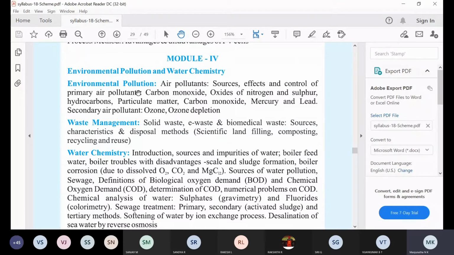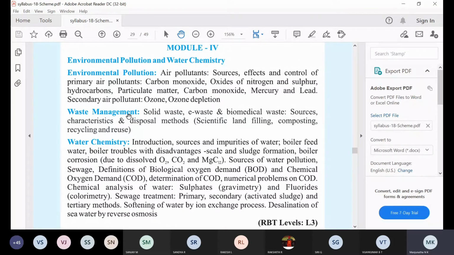Next, another subunit, that is waste management. Generally there are 3 wastes we are observing in the environment. One is solid waste, another is electronic waste or e-waste, and another is biomedical waste. In this we are going to discuss these 3 different wastes, their sources, characteristics and disposal methods. So this is the first unit in Module 4, that is environmental pollution.